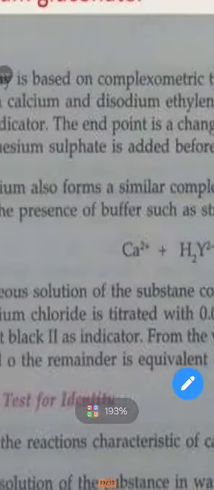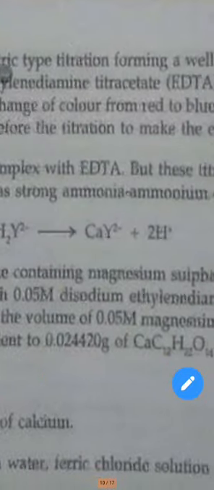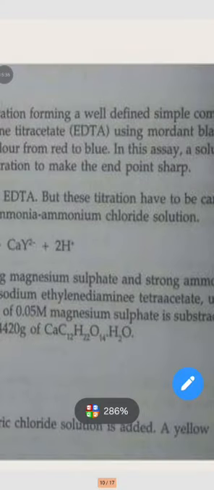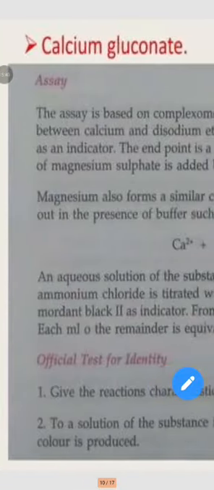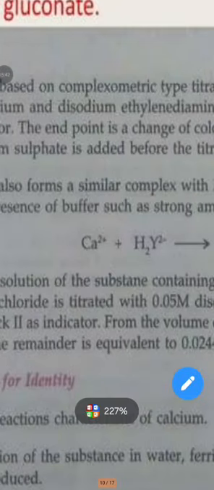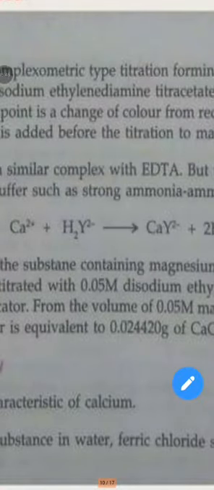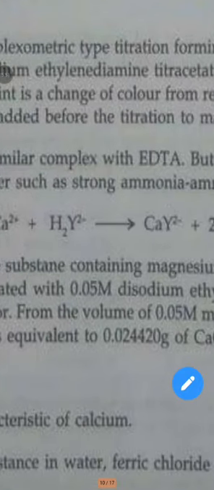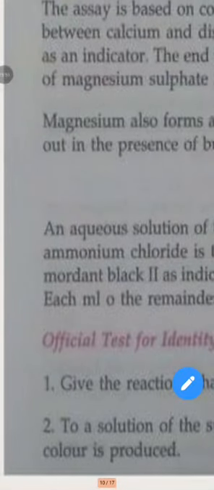Magnesium also forms a similar complex with EDTA, but this titration has to be carried out in the presence of a buffer such as strong ammonium chloride solution. Calcium Ca2+ plus H2Y2- gives CaY2- plus 2H+.